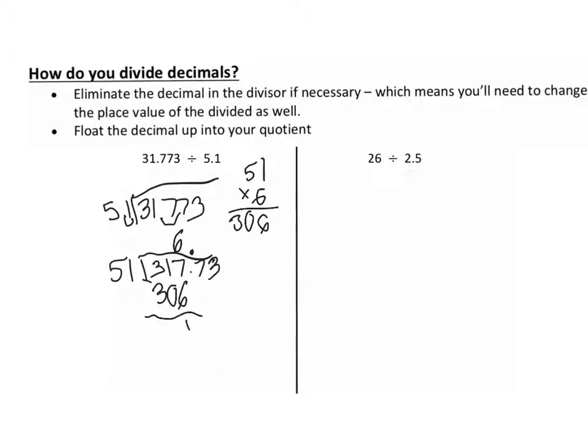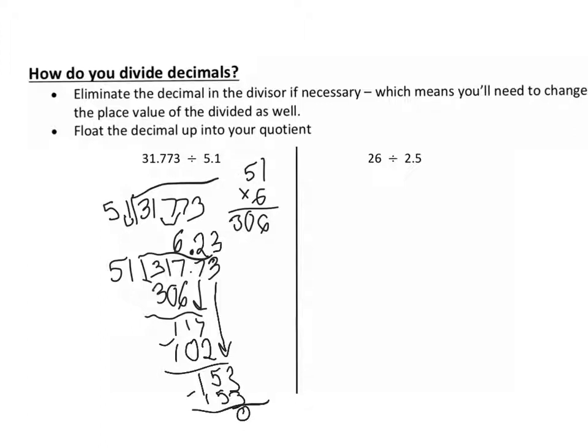7 minus 6 is 1. 1 minus 0 is 1. We have our decimal. We already brought it up. Now we're going to bring down the 7. Now 51 goes into 117 2 times, and that's 102. We subtract. 7 minus 2 gives us 5. 1 minus 0 gives us 1. We bring our 3 straight down. 51 goes into 153 3 times, and that is 153 exactly. We subtract, we get 0. So our answer is 6.23. So now we're going to look at our last example, 26 divided by 2.5.